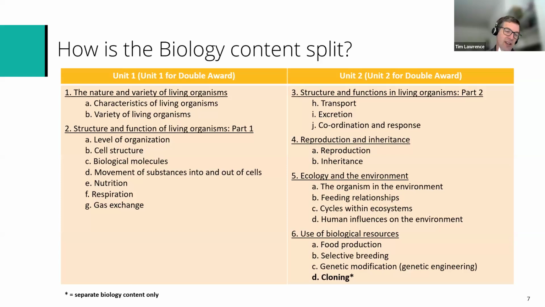But for each of the other topics, there will be specification points under those headings which are specific to biology and are not covered in double award. So that's how we make the double award at 2/3 of the content. And we'll look at some examples later which will make that a bit clearer, how that's shown in the specification.